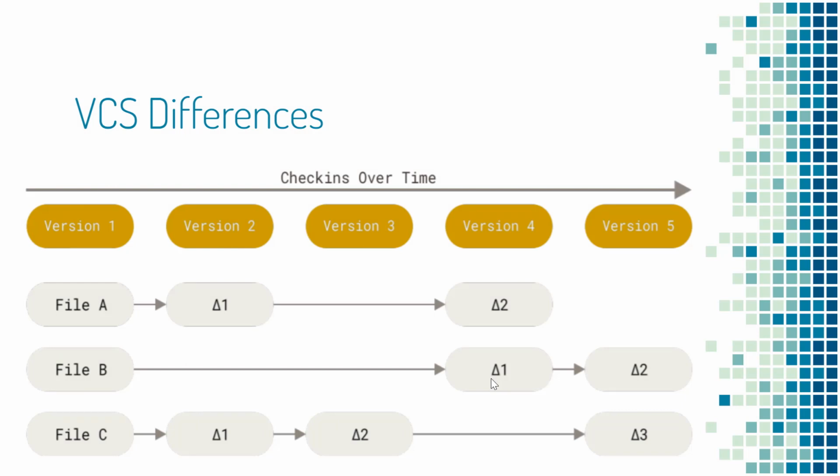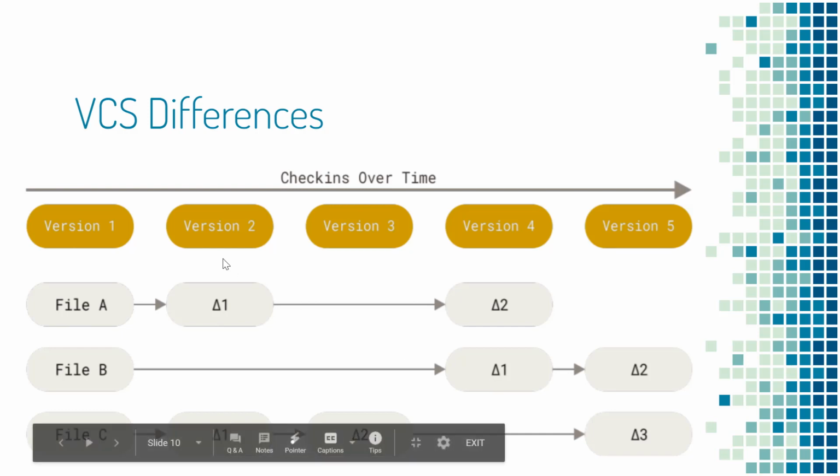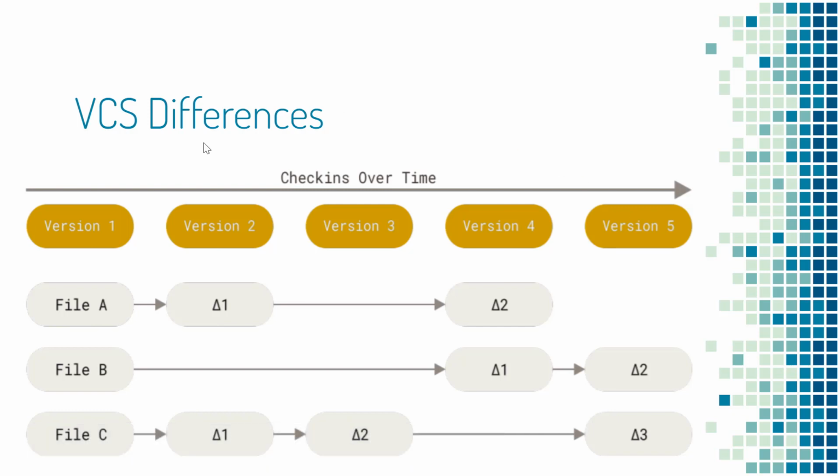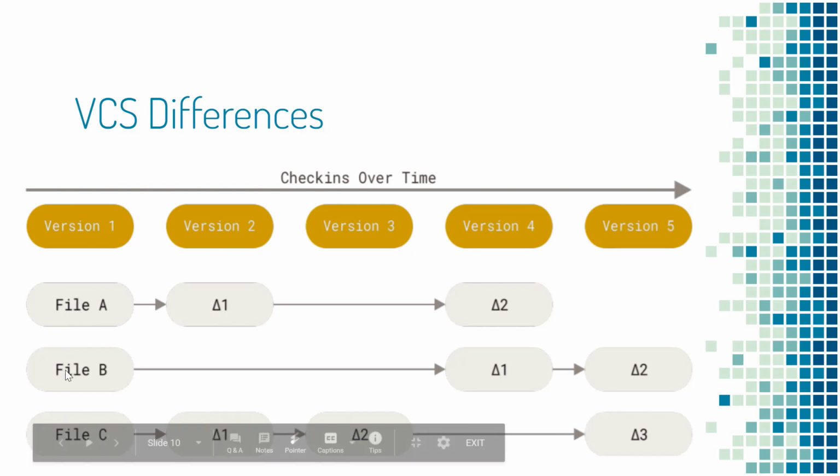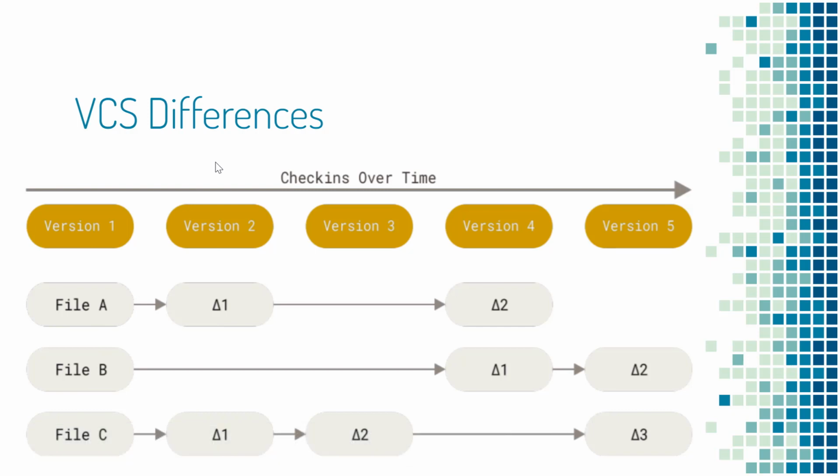So what's the difference between VCS differences and VCS snapshots? Let's assume we have 5 versions of our code base. In the first version, we have files A, B, and C. In version 2, we updated just 2 files, file A and file B.